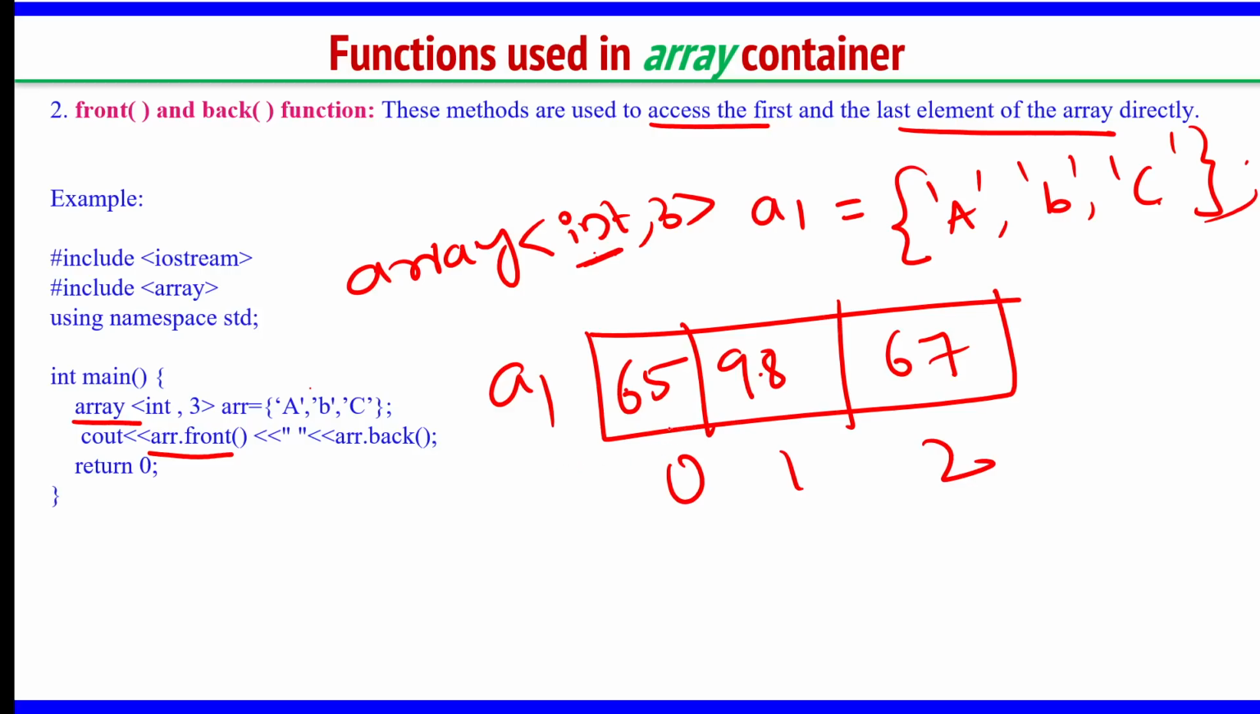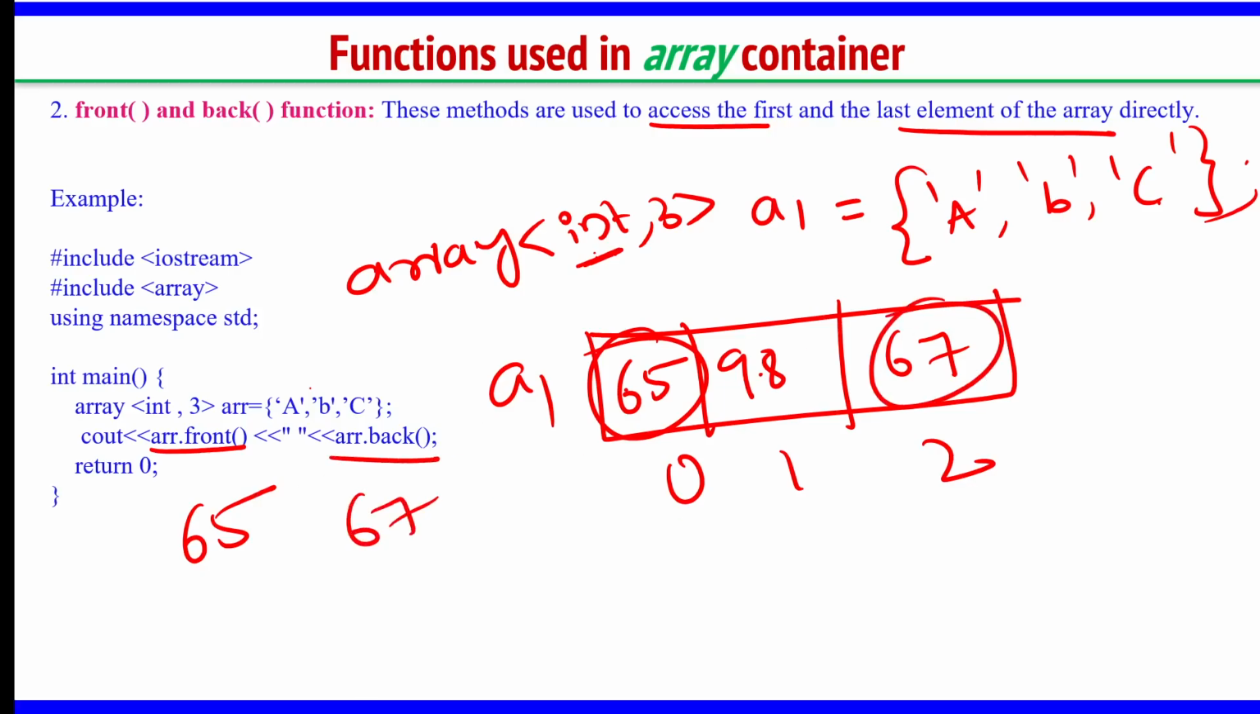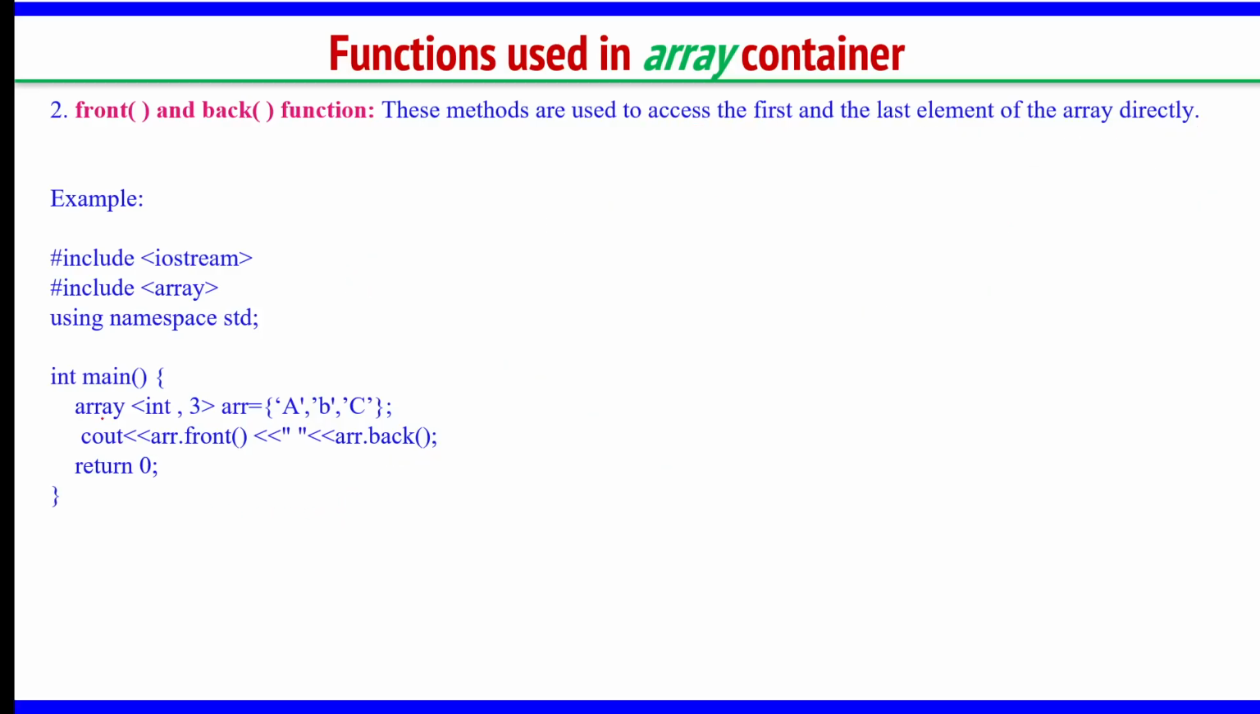Okay, like this array elements will be stored. You see, I am giving arr.front. What is there in the front part? That is 65. arr.back, that is 67, will be the output here. So, if you want to get the characters, you change this to char. So, this is a character array with 3 characters A, B, C.